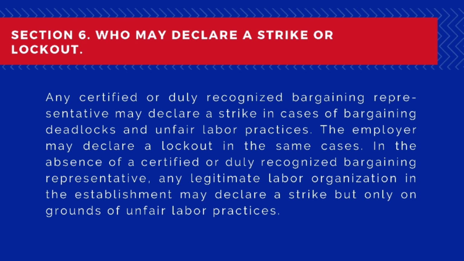Section 6. Who may declare a strike or lockout? Any certified or duly recognized bargaining representative may declare a strike in cases of bargaining deadlocks and unfair labor practices. The employer may declare a lockout in the same cases. In the absence of a certified or duly recognized bargaining representative, any legitimate labor organization in the establishment may declare a strike, but only on grounds of unfair labor practices.